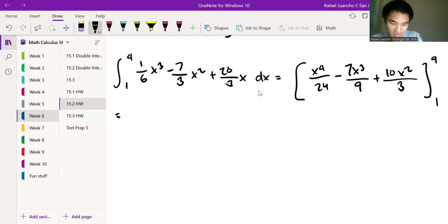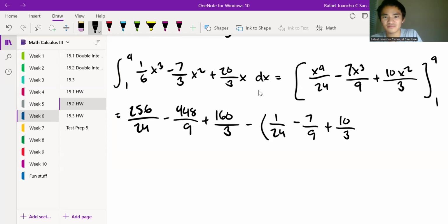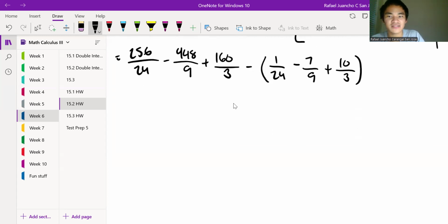Then we just do our integration here. 4 to the 4th is 256 over 24 minus 4 cubed. That's 64 times 7. Oh my god. 448 over 9. And then this one is 4 squared, so that's 16. 16 times 10, 160 over 3. Then I subtract that from everything here, that's 1, 124, 7 over 9, 10 over 3. And then that's whatever I get there, that's it.